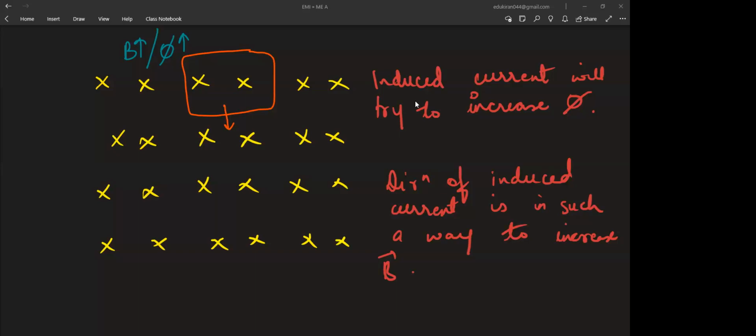Now, these cross symbols are showing that magnetic field is pointing inside. This is the symbol for inward. So magnetic field is inwards into the page. This is the original magnetic field. Now, Yahya, you tell me the induced magnetic field should be inwards or outwards? One or two?